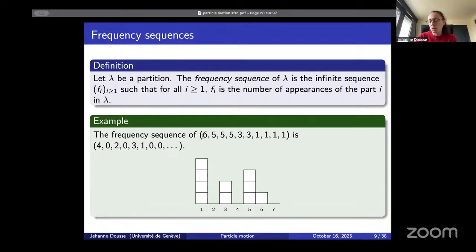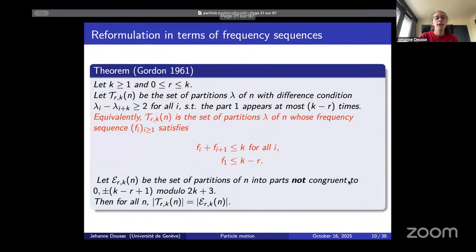And to do the bijection, it will be convenient to visualize those frequency conditions as diagrams like this, where you put columns, and on the ith column you have f_i boxes. Okay, so that's what we will use as a representation. So thankfully, the Andrews-Gordon identities can be reformulated nicely in terms of frequency sequences.